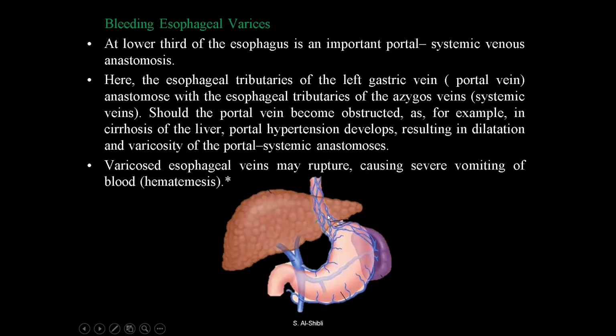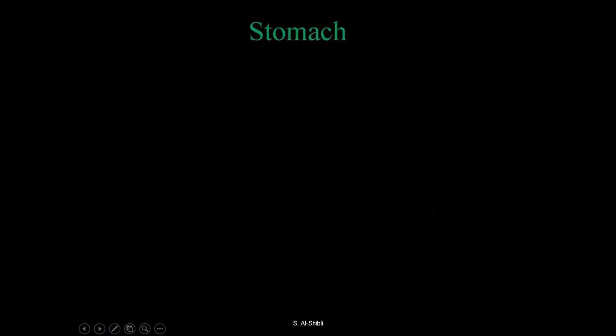And these varicose veins may rupture, causing severe vomiting of blood, and sometimes it is life-threatening if you are not prepared well for the management of this, because your patient might lose about 1.5 or 2 liters of his or her blood. Okay, and it is an emergency, a surgical emergency.